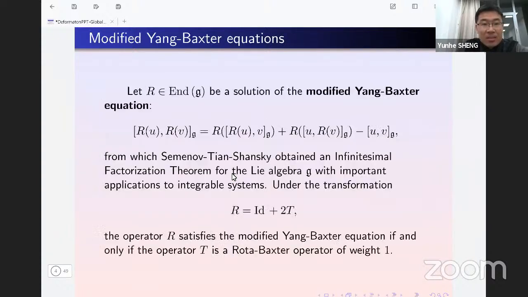There is a close connection between Rota-Baxter operators of weight 1 and the solutions of the modified Yang-Baxter equation. So let R be a solution of the modified Yang-Baxter equation. That is, R satisfies this equation. Then under the transformation R equals the identity plus 2 times T, the operator R satisfies the modified Yang-Baxter equation if and only if the operator T is a Rota-Baxter operator of weight 1.